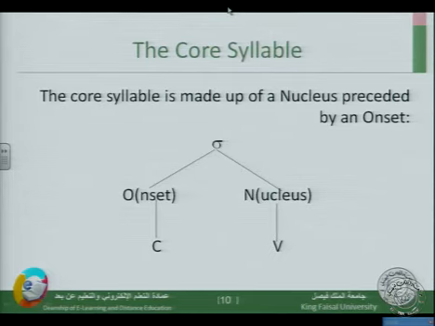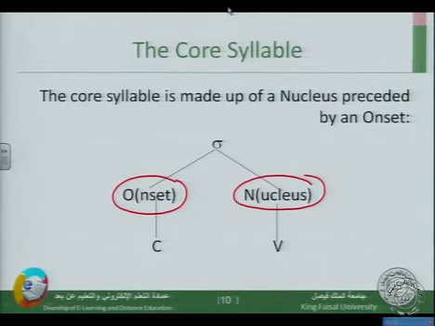The core syllable is made of a nucleus preceded by an onset. Okay? So we first have an onset and then we have a nucleus. The onset should be a consonant and the nucleus, in most cases, is a vowel. Okay?